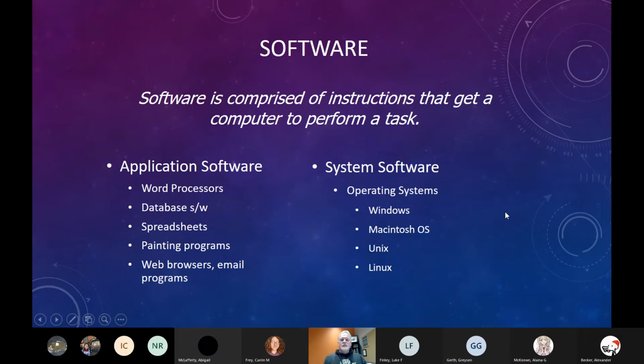All right, now we're just gonna talk a little bit about software. Software is comprised of instructions to get a computer to perform a task. You're gonna find software and programs used interchangeably. When you hear software, that's just a program. Software engineering is a synonym for programmer. So like it says, software is comprised of instructions to get a computer to perform a task.